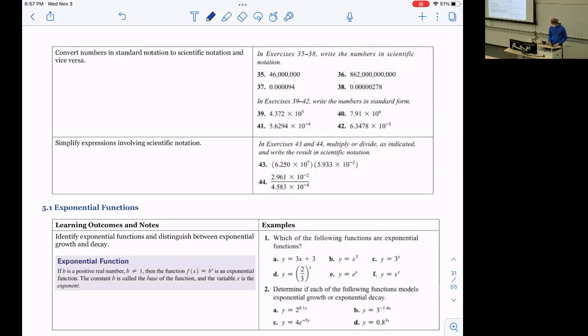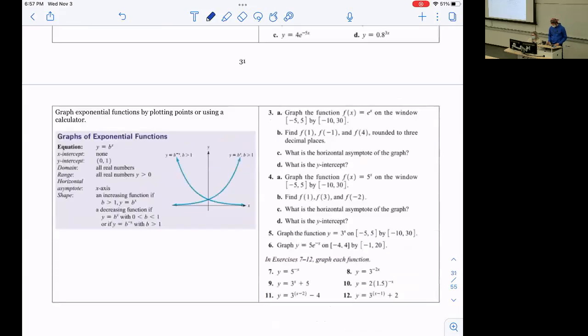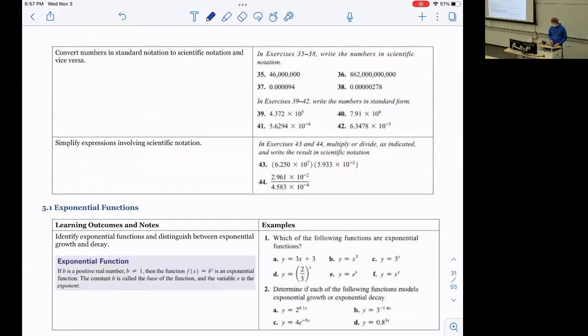All right, 44. Do you want me to go over it? Somebody asked for 44. Yeah, go ahead, that's fine.